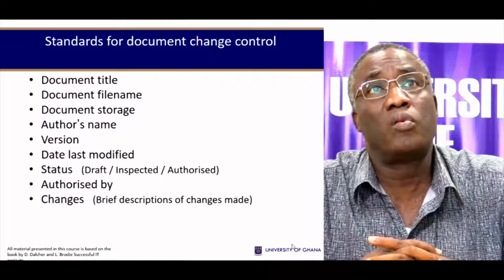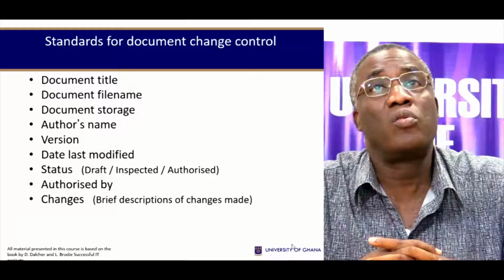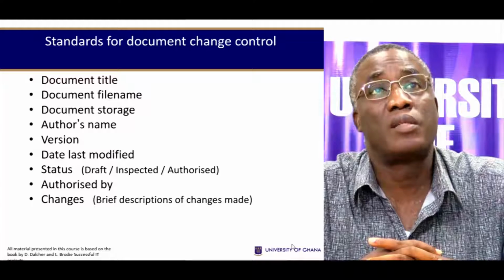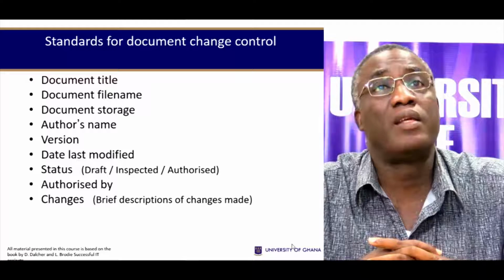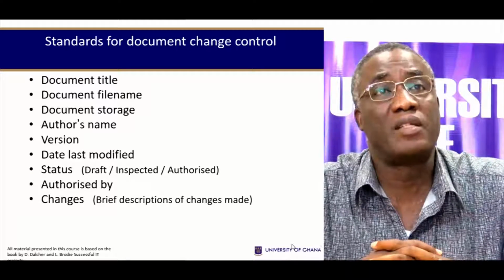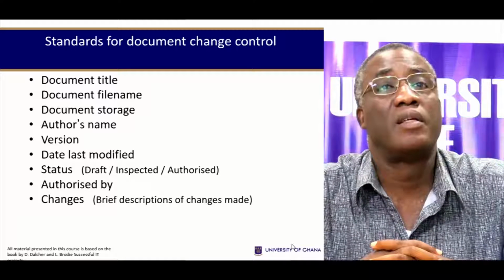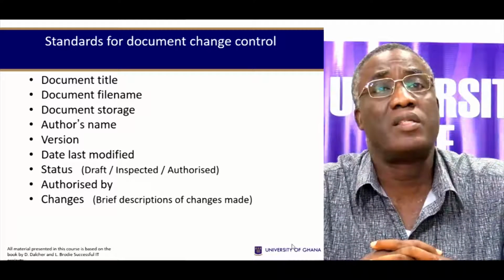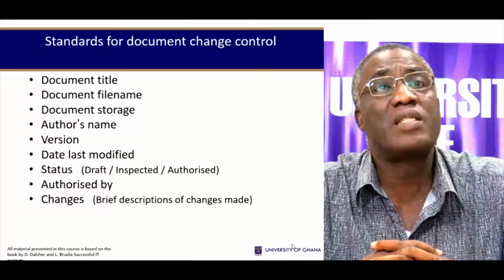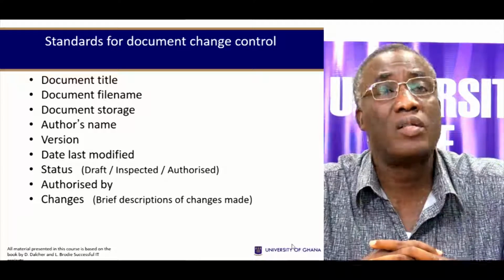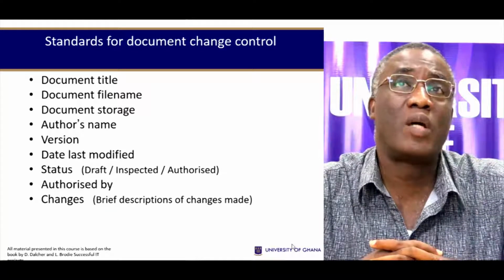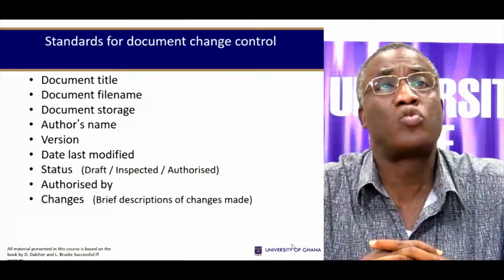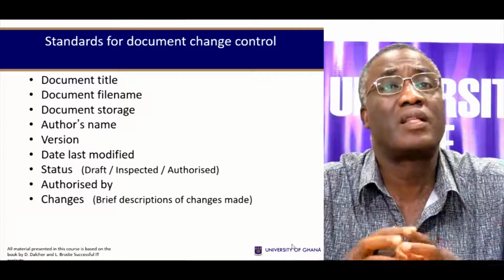So for change control, there are a number of things that you need. Every document must have a title. It must have a file name, the document storage, the author's name, the version, date last modified, status, who authorizes it, and whatever changes there are in that document, all need to be specified. We often ignore these things, but they are vitally important for change control in order to monitor what changes are taking place.